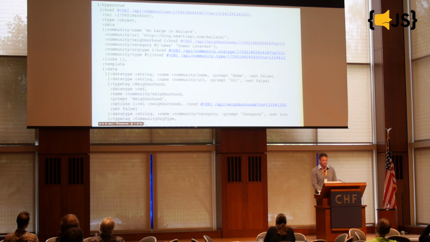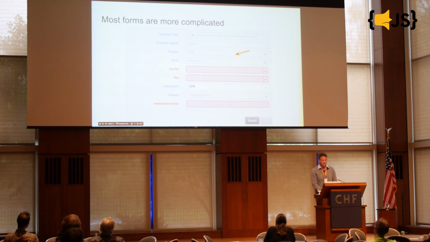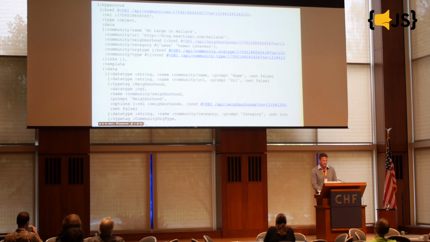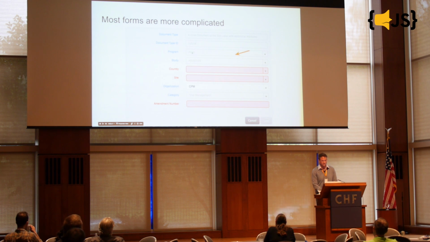So this bottom section right here, it has data type string and name, community name. So that would correspond to like the string type in one of these text inputs. You could have a different one that has data type ref, like this one here, and note it has options since it's data type ref. It's a reference to something else. You need a URL to like the query backing that combo box. So this is data type ref.